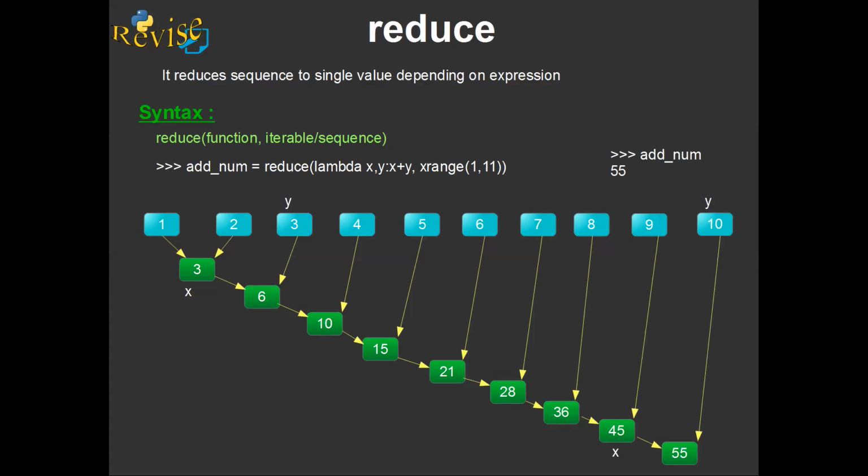That's how reduce works on a whole list. It keeps taking two values at a time and keeps adding them, and it reduces the whole list to a single value, that is the addition of the whole list, 55.